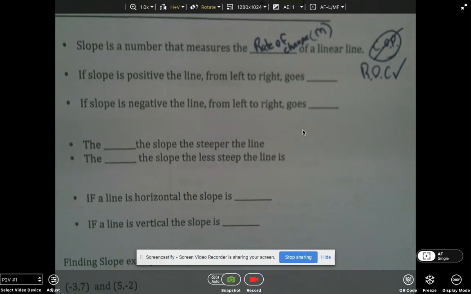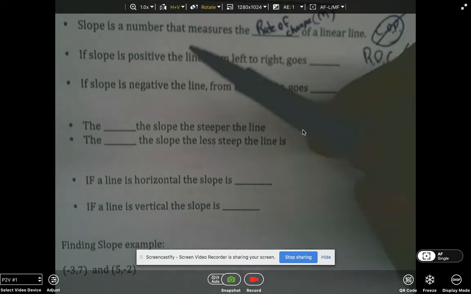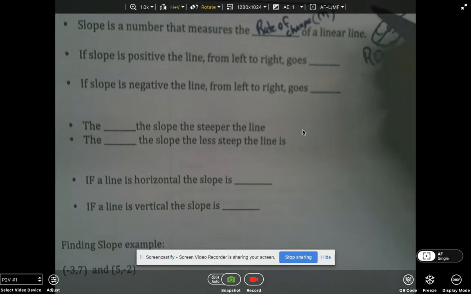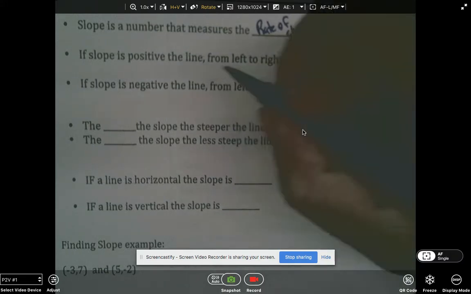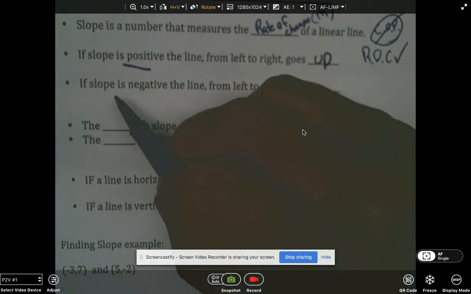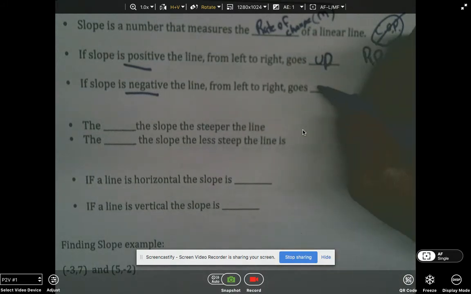All right, hope you enjoyed Slope Dude. Here are the basics now, much easier now that you see that. If slope is positive, then the line from left to right, how would it move, up or down? If it's positive, it's up. So if it's negative from left to right, how does it move? Nice, negative goes down.